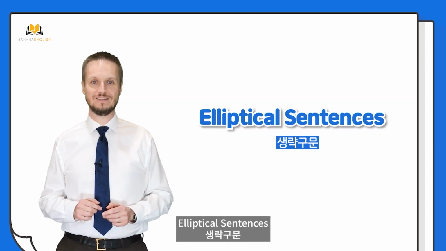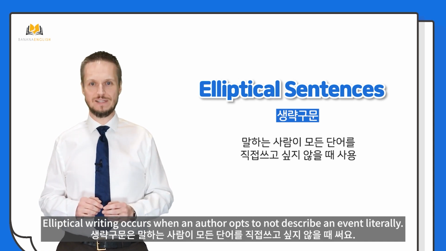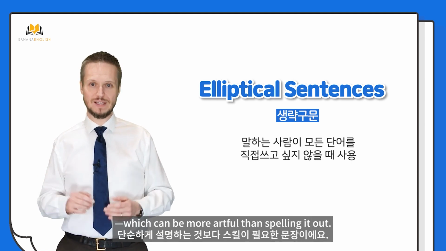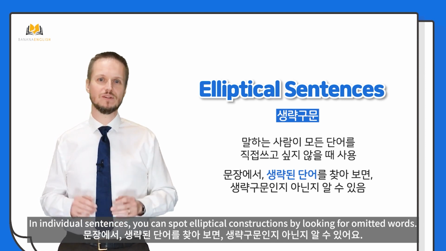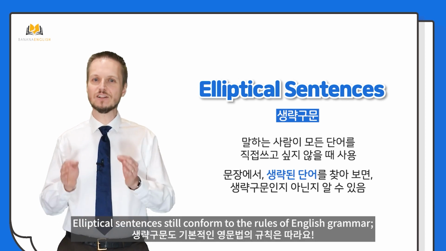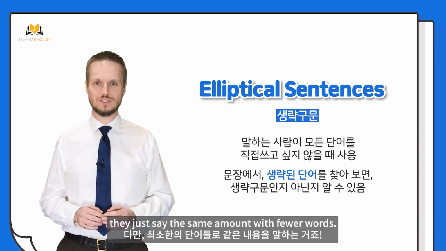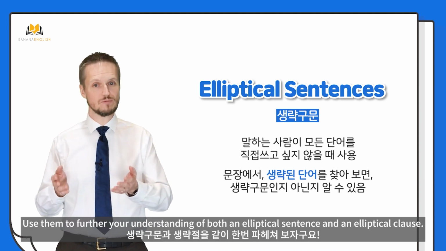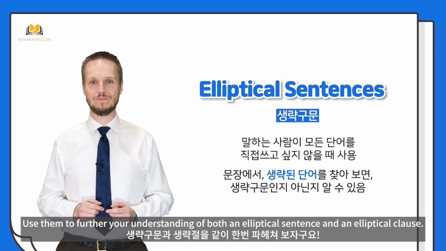Elliptical sentences. Elliptical writing occurs when an author opts to not describe an event literally. Instead, the writer implies it obliquely, which can be more artful than spelling it out. In individual sentences, you can spot elliptical constructions by looking for omitted words. Elliptical sentences still conform to the rules of English grammar. They just say the same amount with fewer words. Here are some examples of elliptical constructions. Use them to further your understanding of both an elliptical sentence and an elliptical clause.